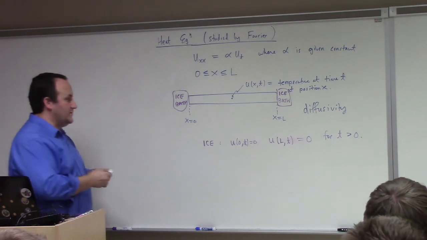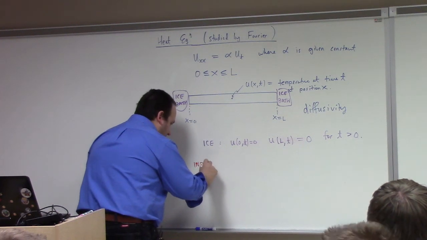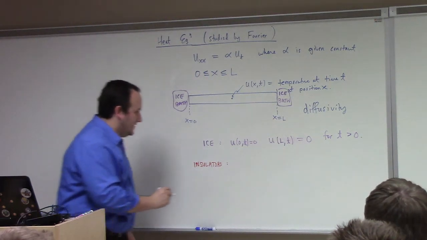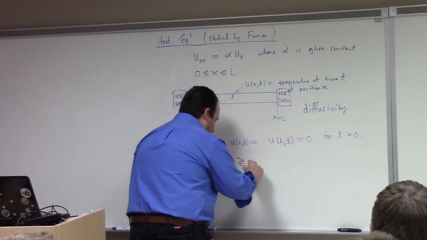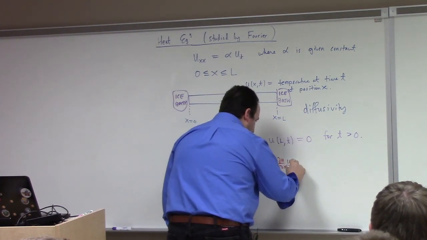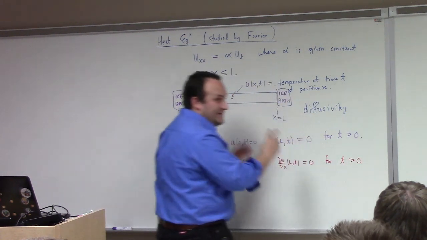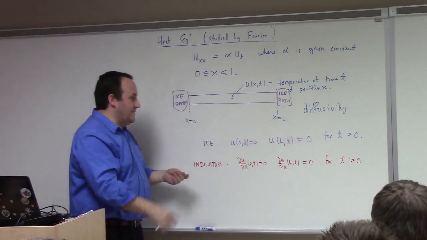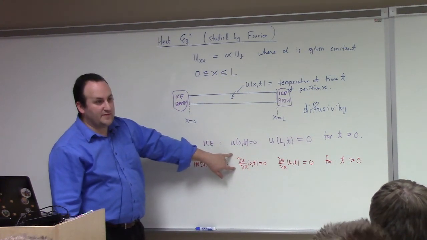Now, the other thing you could do would be to put insulators. Insulators, and that would be something like partial u, partial x at 0, t equals 0, and partial u, partial x at L comma t equals 0 for t greater than 0. That would be if we insulated both endpoints so no heat can flow out of the endpoint. The way to describe that mathematically is to say that the derivative of u with respect to x at the endpoints is 0 for all time. This would be insulated.